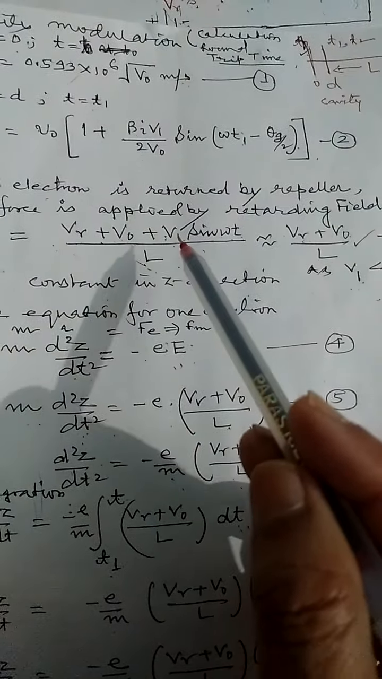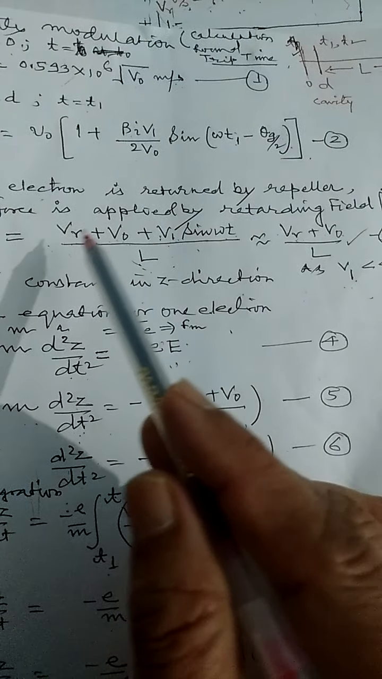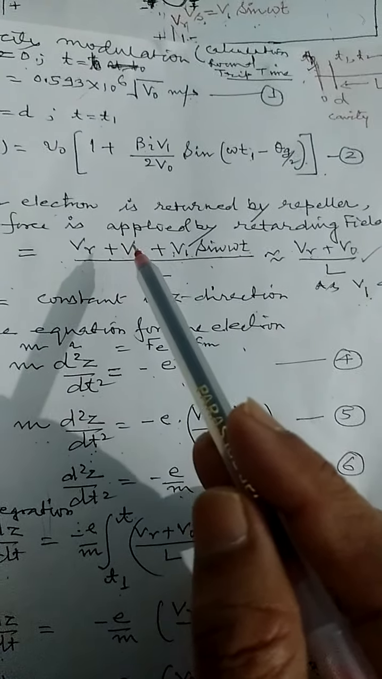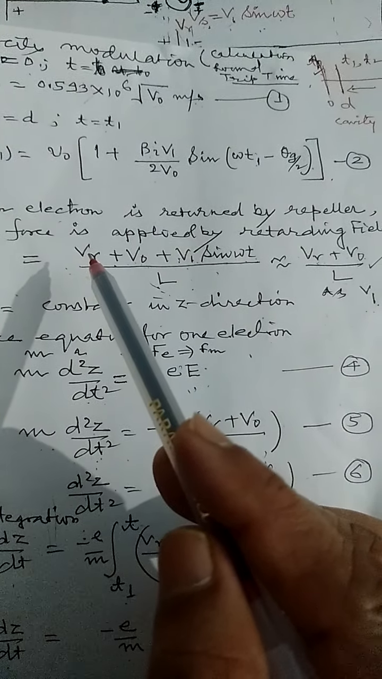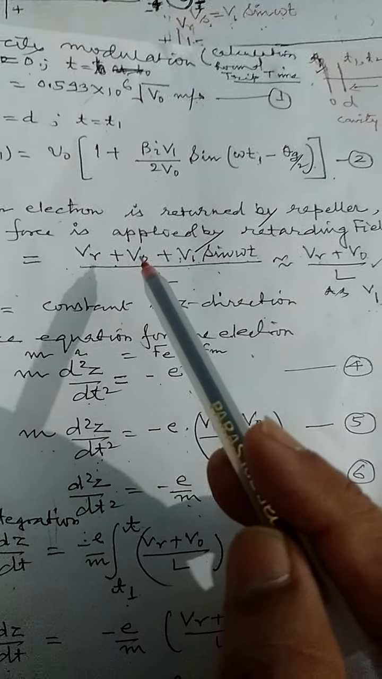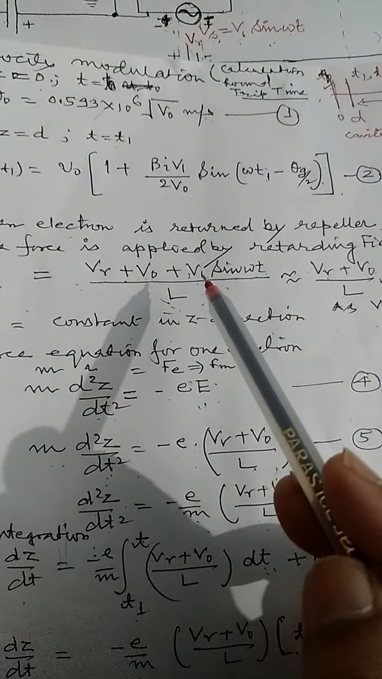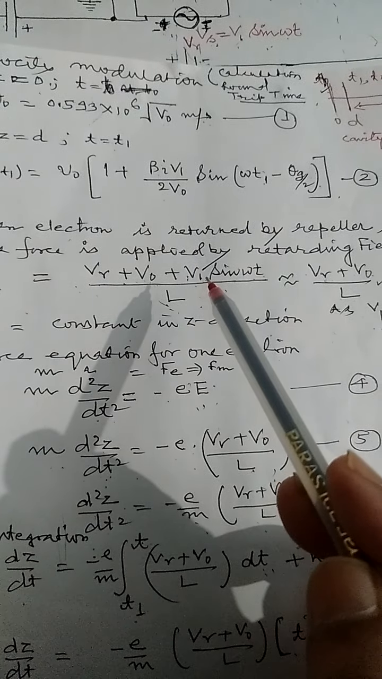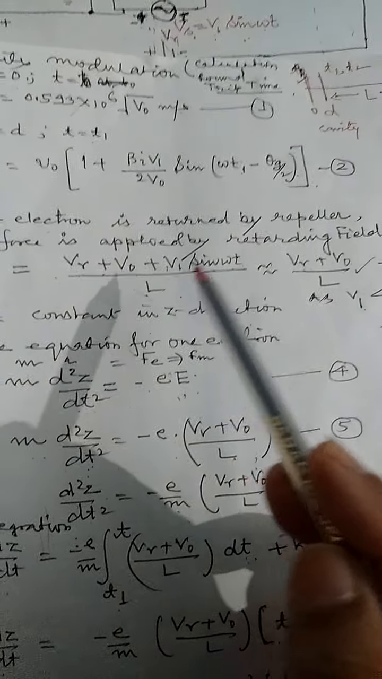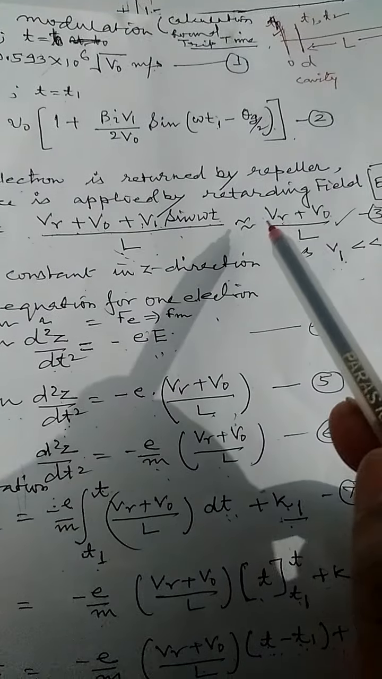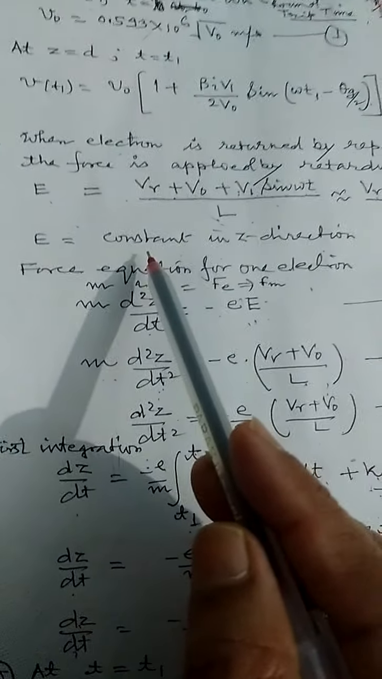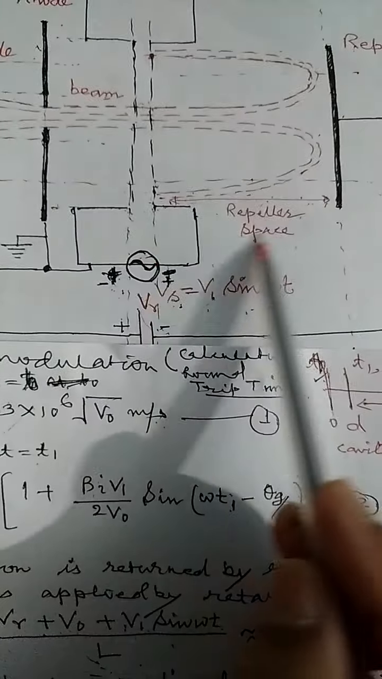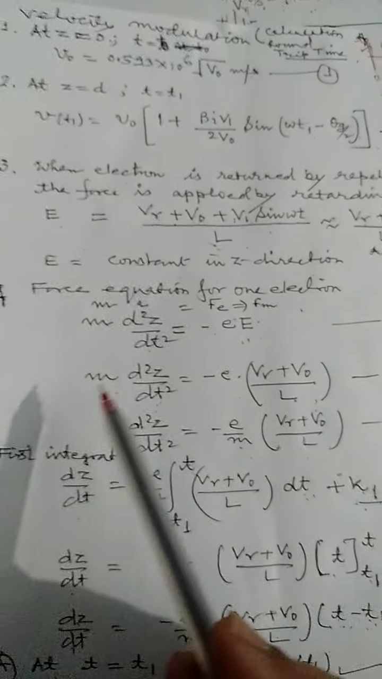And this V1 is very much smaller than Vr and V0, as we have practically seen in the lab also, that V0 was approximately 300 volt, and Vr was approximately equal to 200 volt, whereas V1, which we saw on the oscilloscope, was very small and in millivolts. That's why we can neglect it, and Vr plus V0 divided by L we get, and this is the field which remains constant in the z direction. It is assumed to be constant in the z direction.